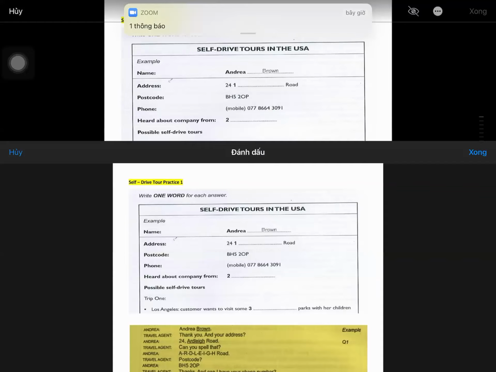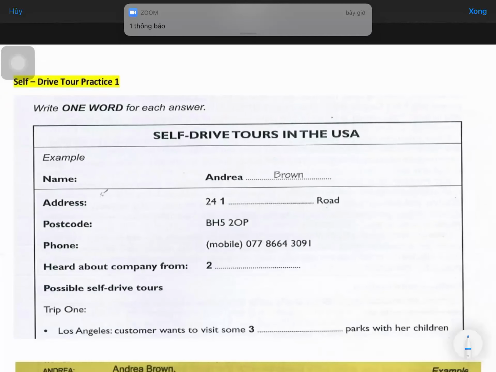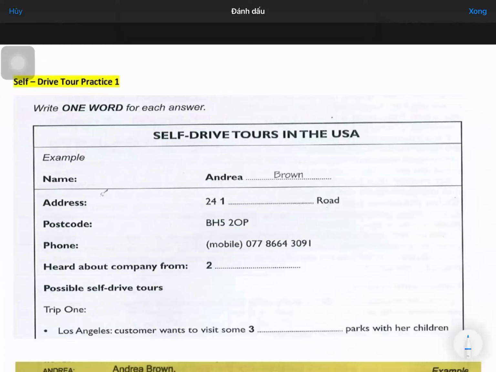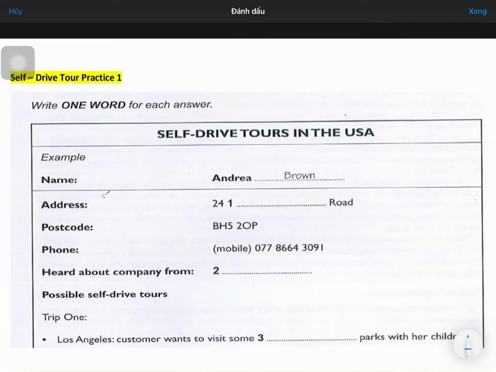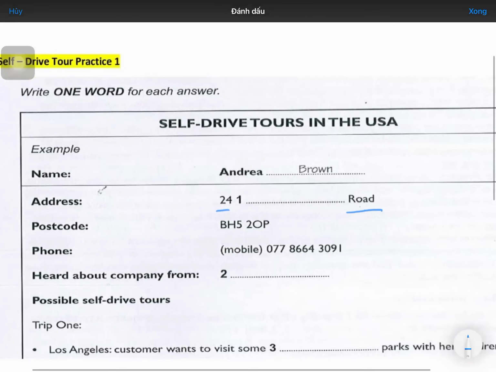Here it is, and I would like to collect answers from you guys before confirming whether or not it is correct. Okay, Đức Anh, hello. Number one, please. We're talking about this lady, Andrea Brown, and her address. Can you help me to spell the name of the road? The word road is already here and 24 is here. Hello, Đức Anh. Can you hear me?